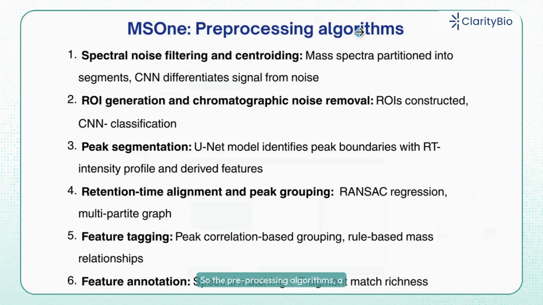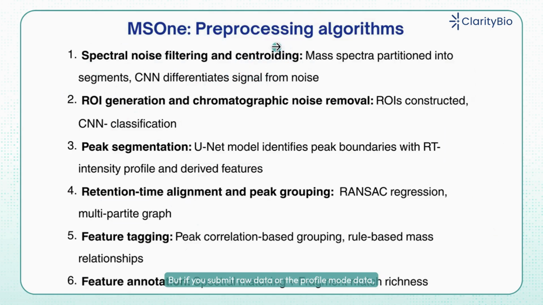So the pre-processing algorithms, a lot of these algorithms, as I said, are in the back end, so they are not really visible to the user. The first is in the spectra, there is a lot of noise. So both MS1 and MS2 spectra are denoised and centroided. The user has the option to use MS1 for centroiding, or they can use their own centroiding pipeline and then submit centroided data. So either way is fine.